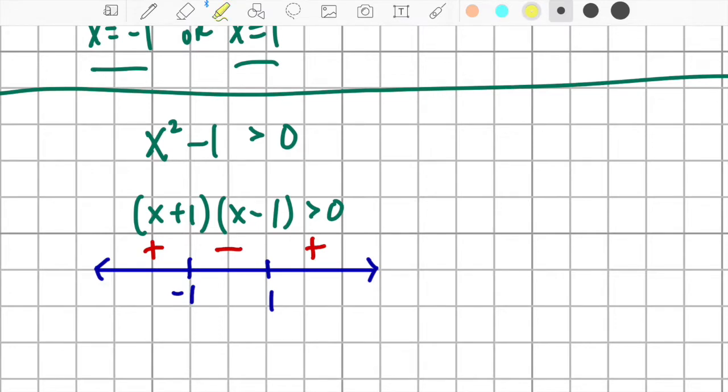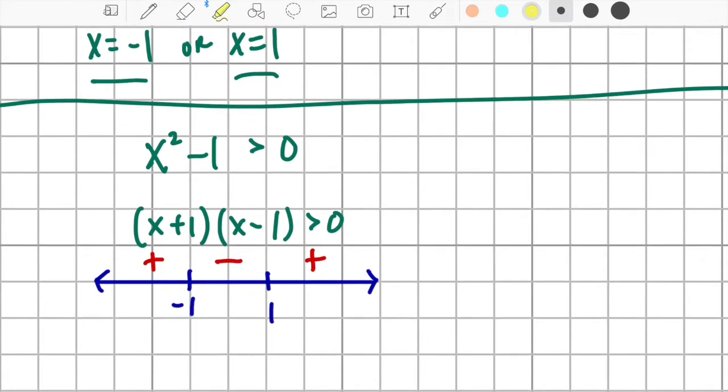So now this is what's happening. If I pick any number that is less than -1, we get a positive number. If I pick any number that is greater than 1, we get a positive number. If I pick anything between -1 and 1, we get a negative number. So those are the numbers that we do not want.